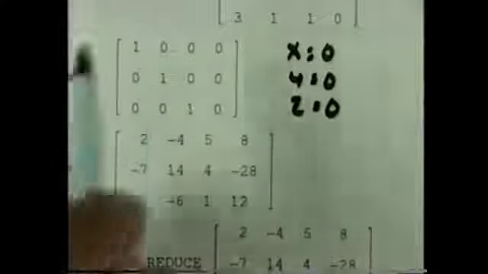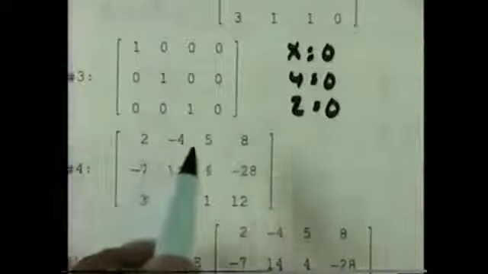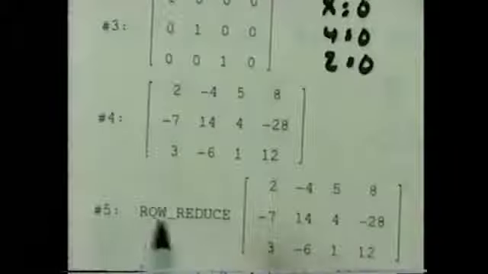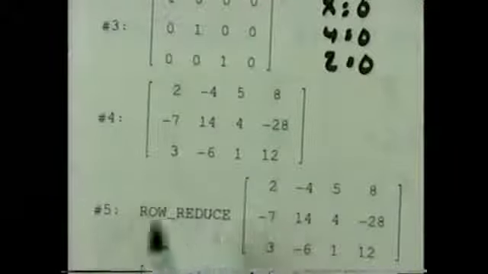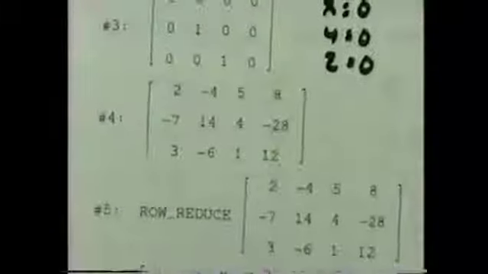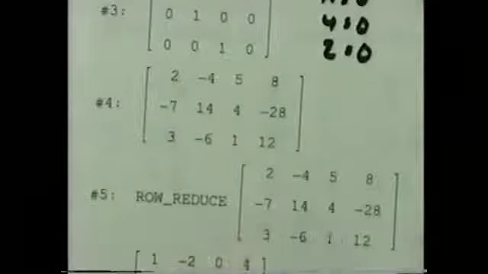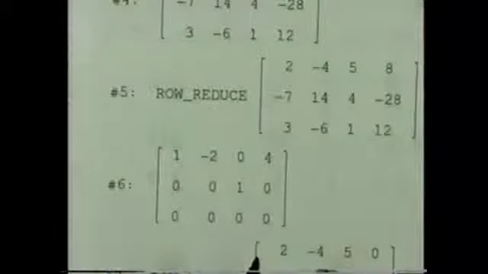So you'll notice I have authored the matrix 2, negative 4, 5, 8, negative 7, 14, 4, negative 28, 3, negative 6, 1, 12. Then I row reduce. So I just say row reduce number 4. So I have to do the go to author expression, row underline reduce, number 4, and this is what Derive will print, and then I tell it to simplify. Well, once Derive simplifies, I get this result.